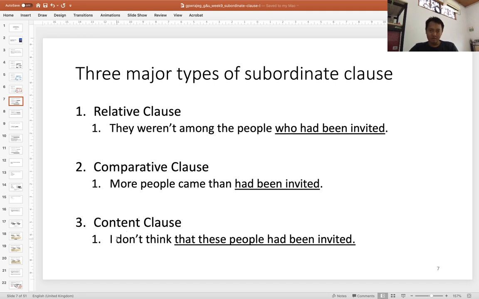For this session, we will mostly focus on the content subordinate clause, such as this one: I don't think that these people had been invited.